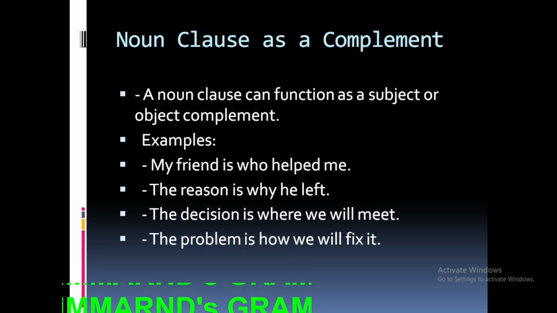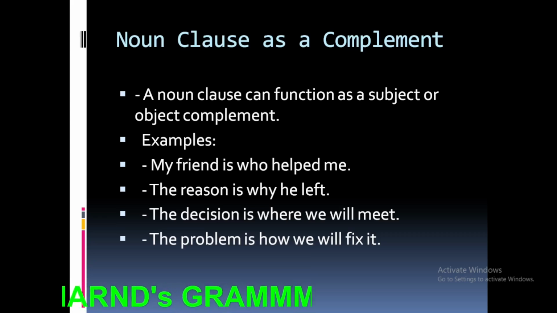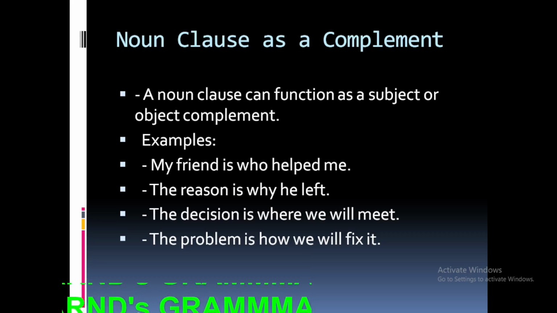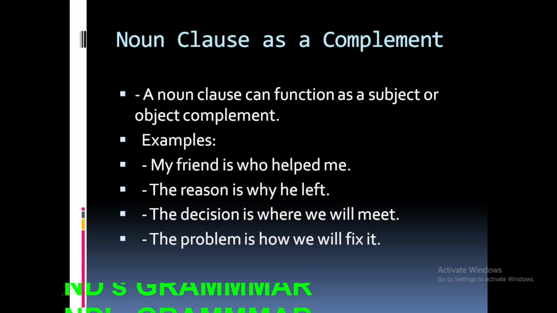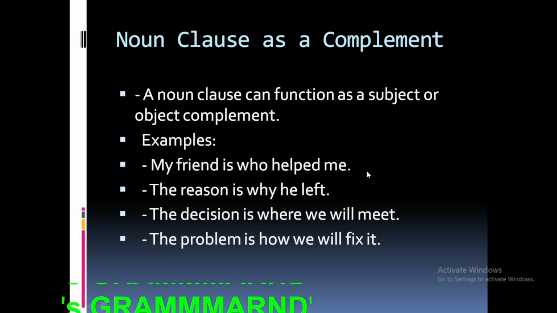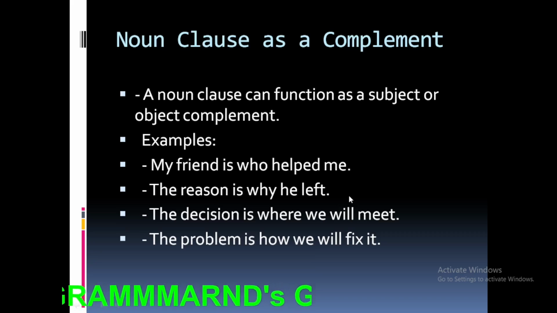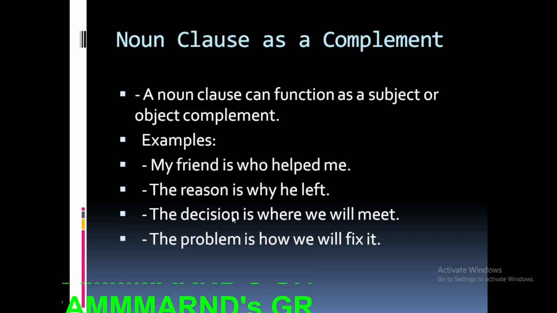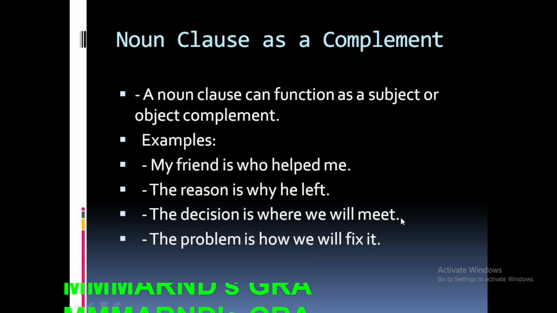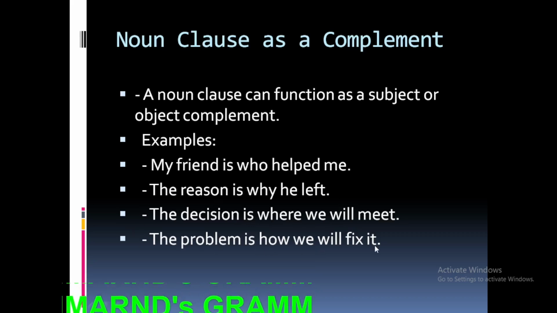Normally after the to be verb, the noun clause is mostly a complement. Examples are: my friend is who helped me. The reason is why he left. The decision is where we will meet. The problem is how we will fix it.